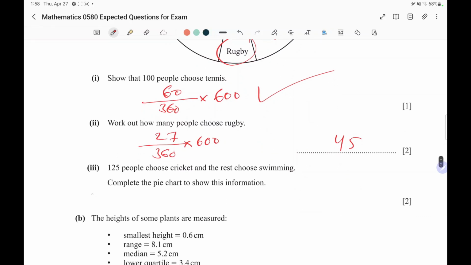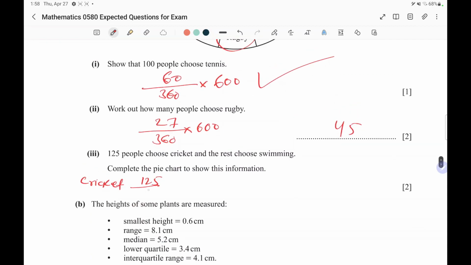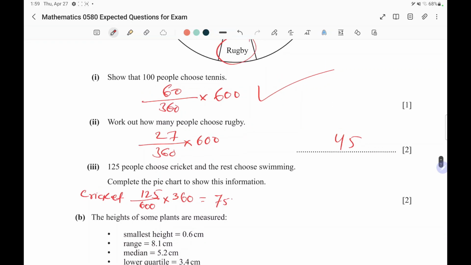For the cricket, how much? For cricket, 125 over the total, which is 600, times 360. 125 times 360 over 600, that is 75. So for cricket it is 75.